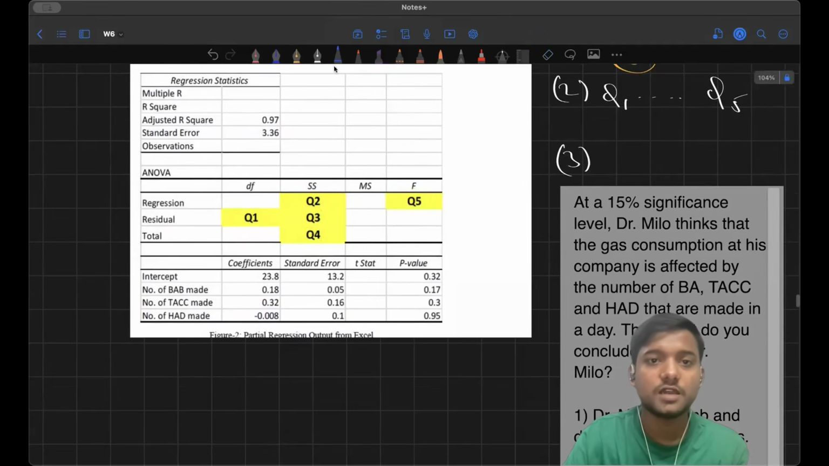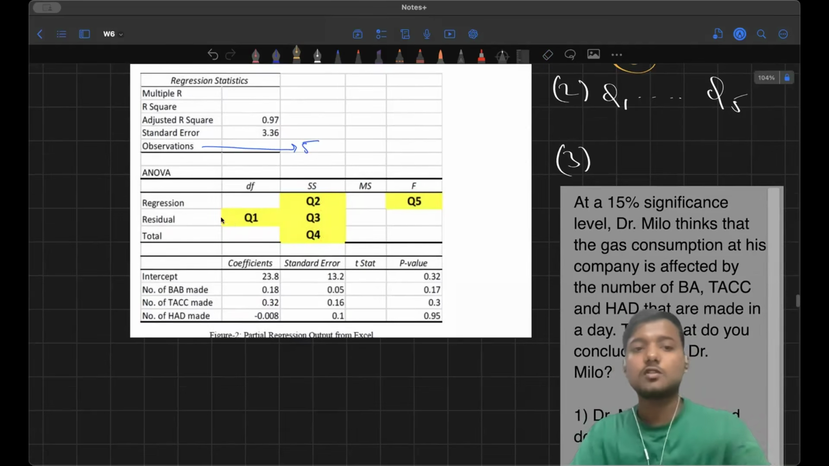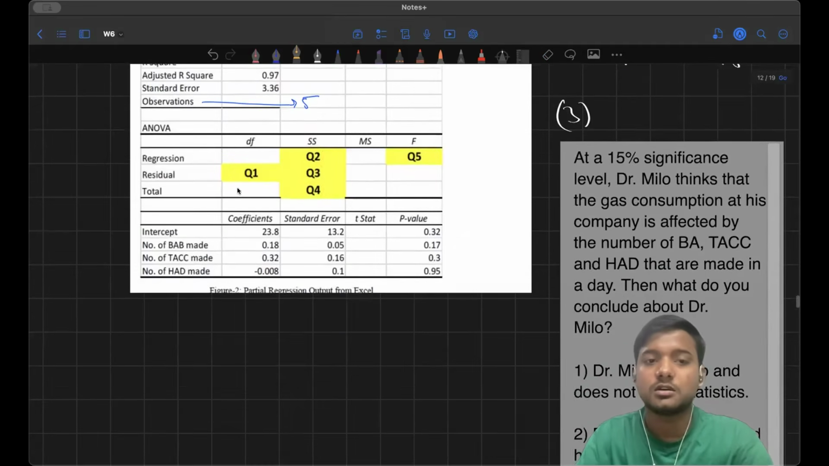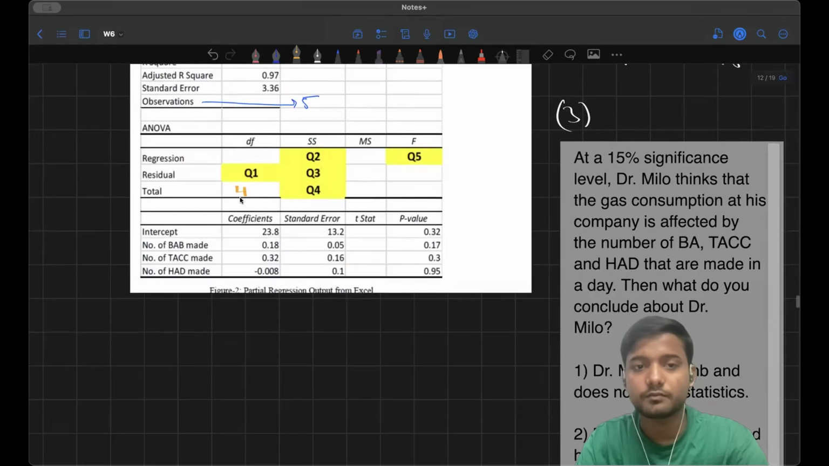So from here, we have already figured out that number of observations was 5. Okay, this is done. Now what we need to figure out is Q1. So we know if total observations is 5, the total degrees of freedom is going to be 5 minus 1, which becomes 4, right?